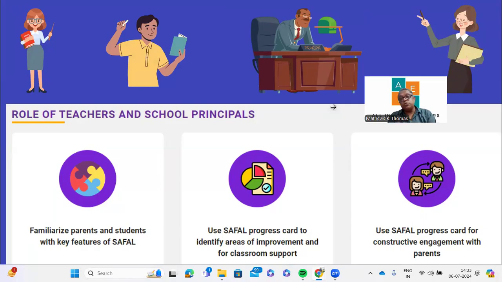And the third point is to use it for constructive engagement with the parents. Sometimes we are not able to diagnose what the issue is. I don't know what happened. He was doing so well, but suddenly what happened, we don't know. This is a general comment which we hear during parent-teacher meetings.